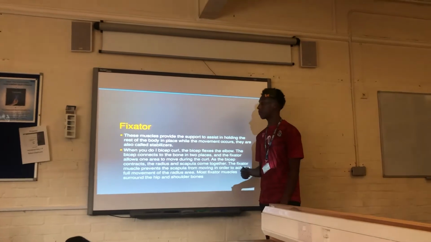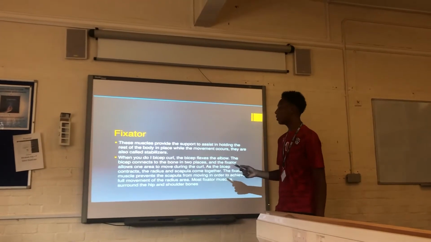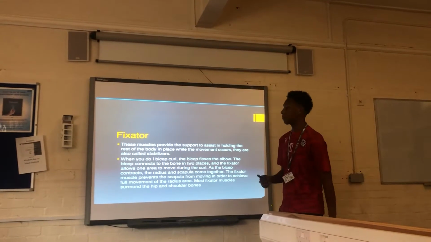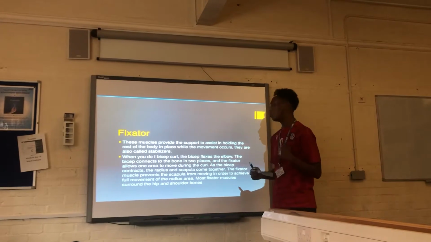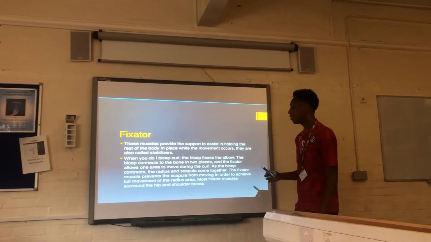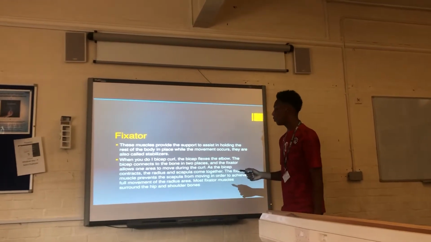Fixators. These muscles provide support, assisting in holding the rest of the body in place while the movement occurs. They are also called stabilizers. When you do a bicep curl, the bicep flexes the elbow. The bicep connects to the bone in two places, and the fixator allows one area to move during the curl.